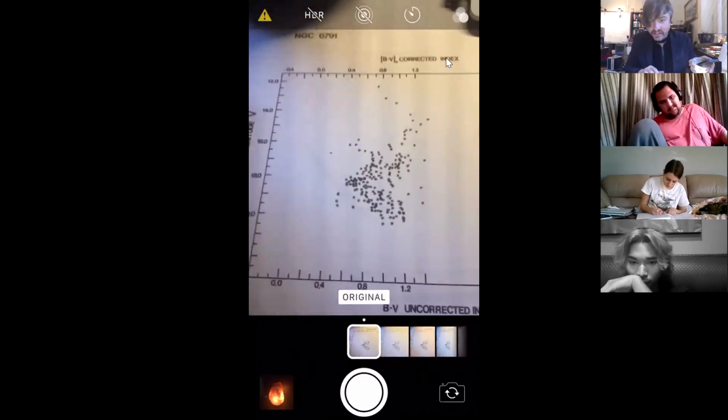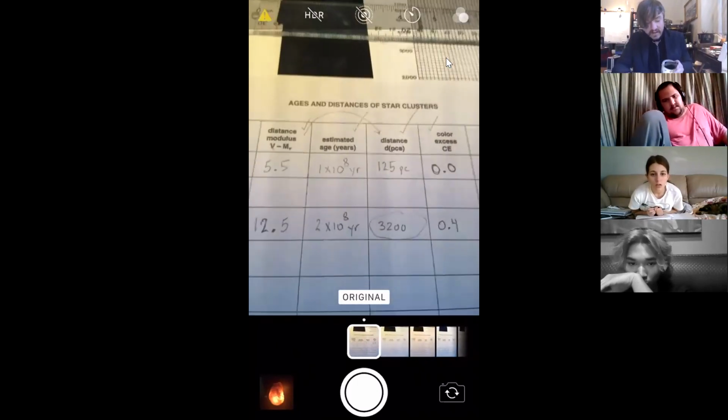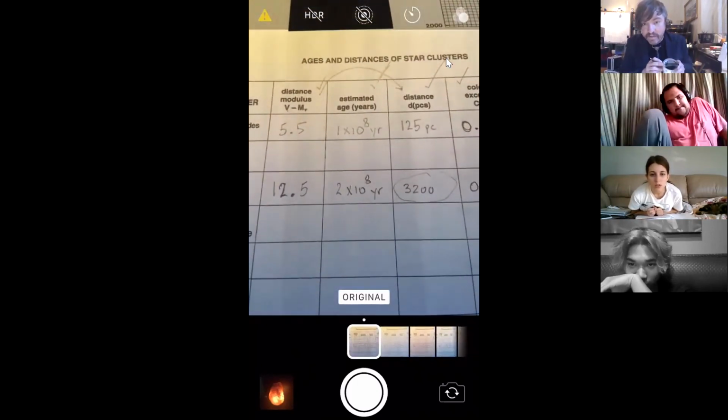The biggest takeaway is that the HR diagram is actually a sophisticated tool. I can use this tool to find the distance to a star cluster, and I can figure out how old it is. This is how astronomers date the ages of stars all around the galaxy.